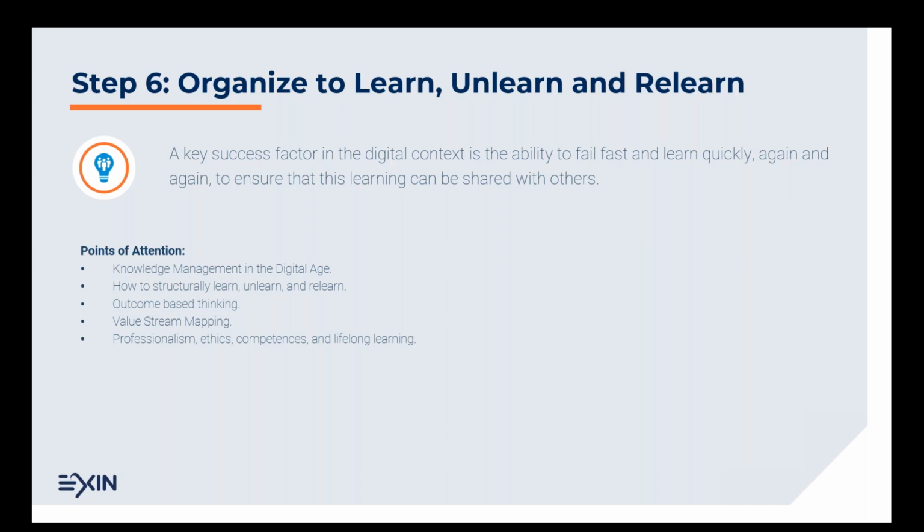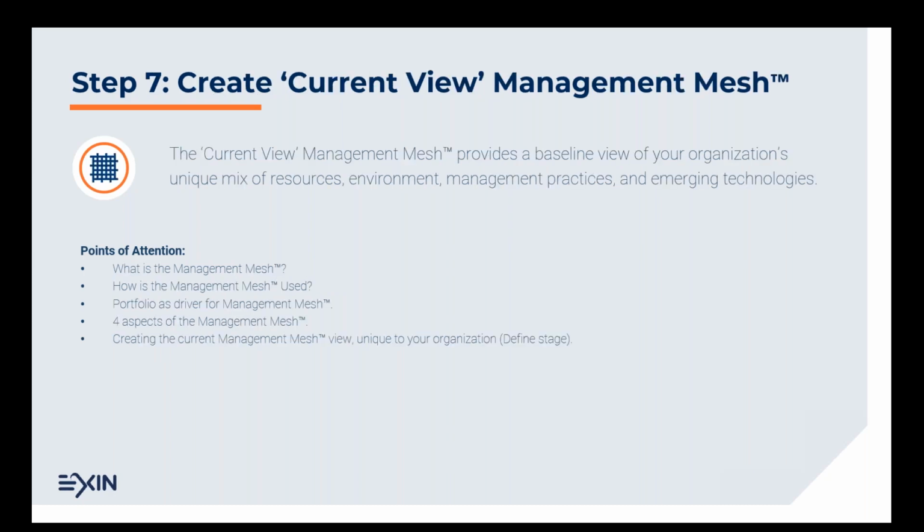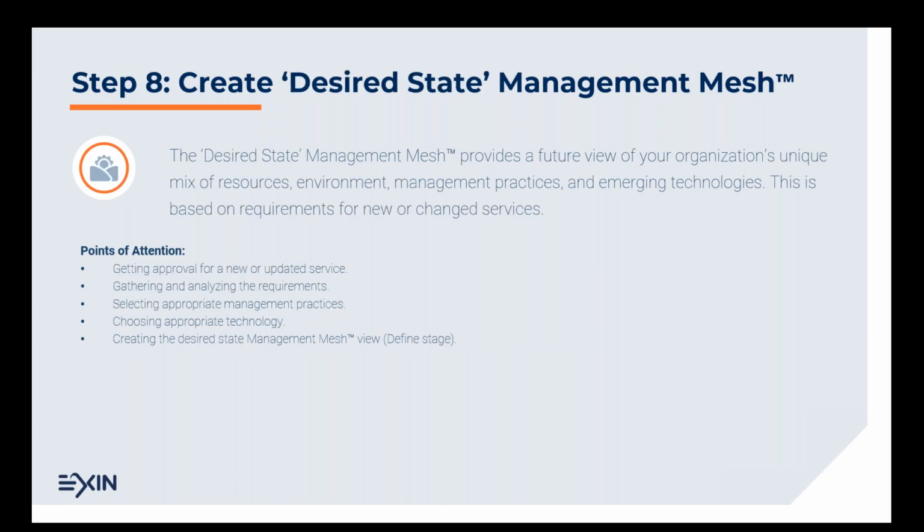In the interest of time, indeed, I'm going to move on to step 7, which I can also combine with step 8. Step 7 is about creating your current view management mesh, so providing the baseline view of your organization's unique mix of those 4 elements: resources, environment, management practices, and emerging technologies. And then step 8, of course, the value in doing the management mesh, it can be interesting to see where you are right now. But the value also comes in seeing what is your desired state. So your future view of that mix, based on requirements for new or changed services, or a vision for transformation for how the future should look that you have for your organisation.